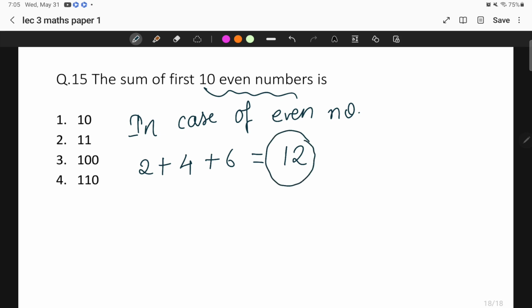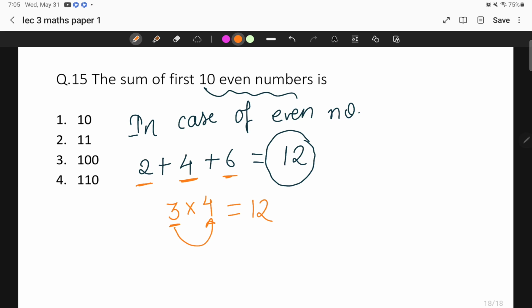Instead of finding the summation by calculating all this, what I'm going to do is look at how many numbers they have asked us. First 3 even numbers. So I'll do 3 into 4, the number next to the asked number, since there are a total of 3 numbers. So multiply 3 into 4, this will give me 12.